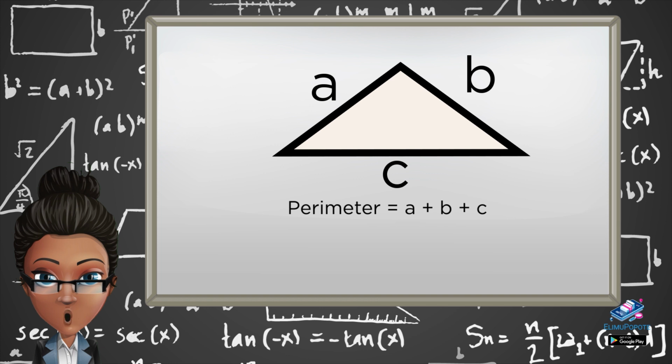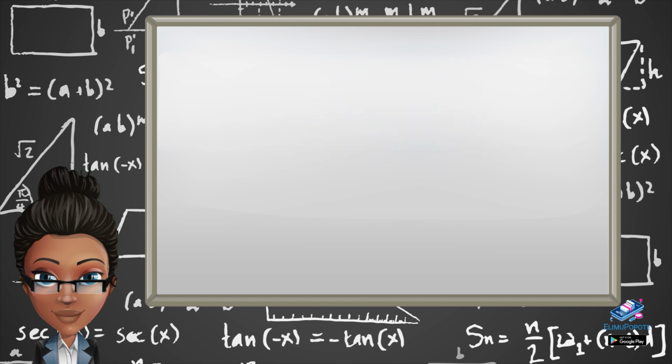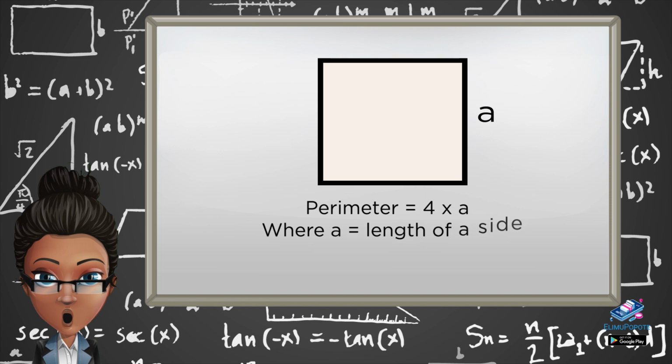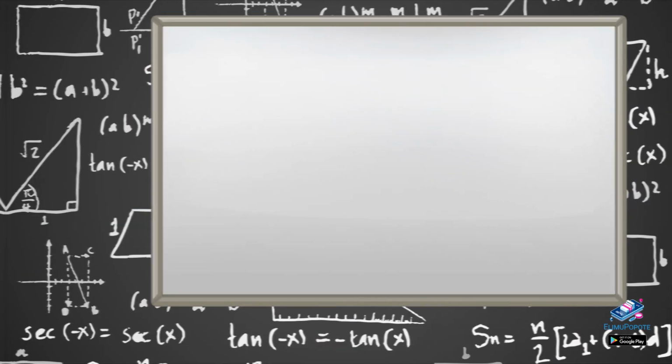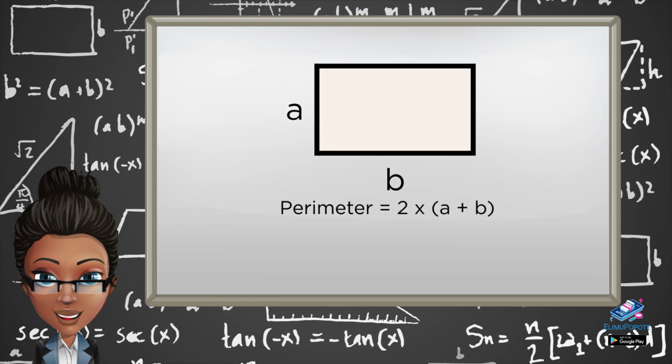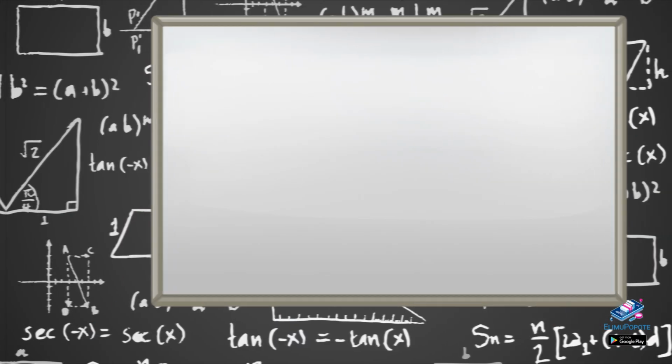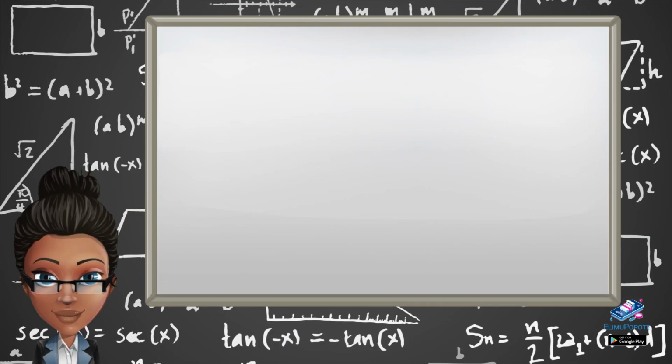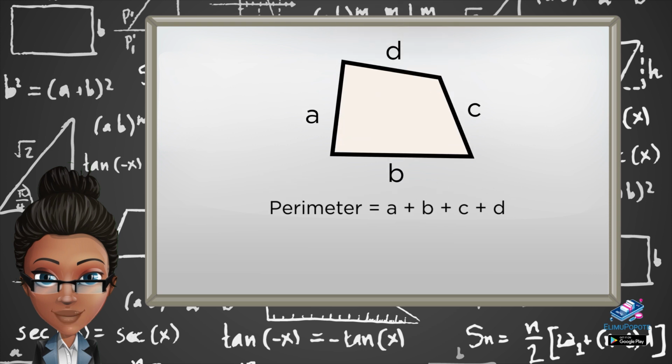Triangle. Perimeter equals A plus B plus C. Square. Perimeter equals 4 times A, where A equals length of a side. Rectangle. Perimeter equals 2 times (A plus B). Quadrilateral. Perimeter equals A plus B plus C plus D.